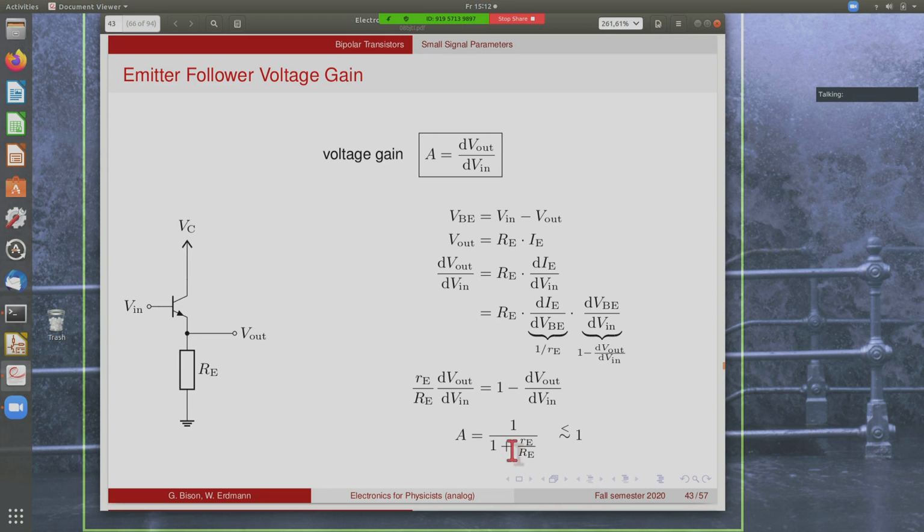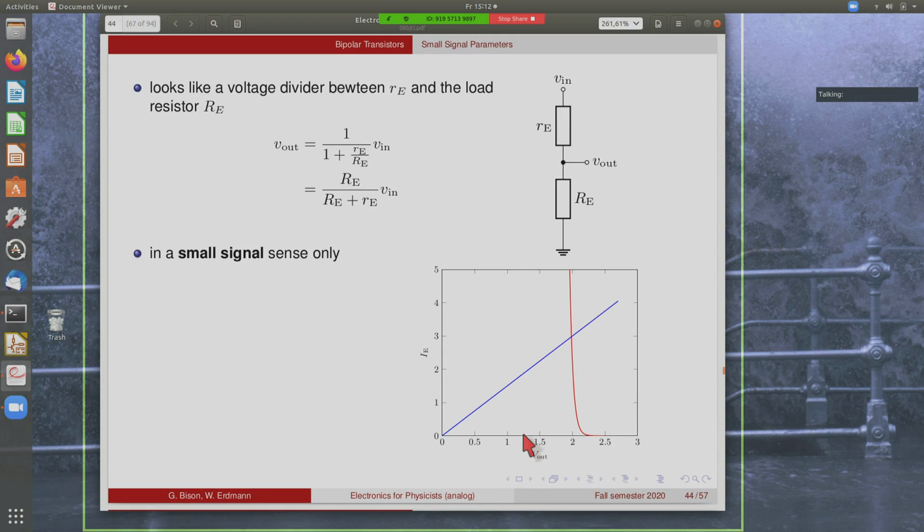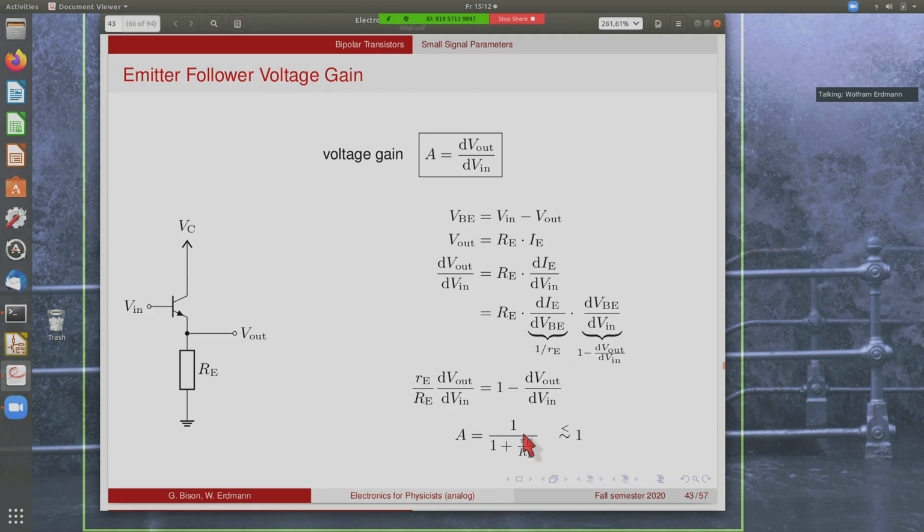So we rearrange terms, and then we find that A is 1 divided by 1 plus this ratio of the resistances. And since the emitter resistance, little RE, is usually a very, very small number, this is approximately 1, but it's always slightly less than 1. So this is a small positive number. So the gain is close to 1, but slightly less than 1.